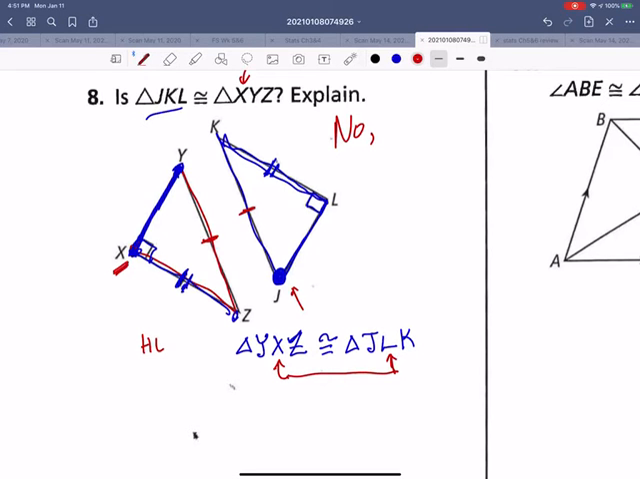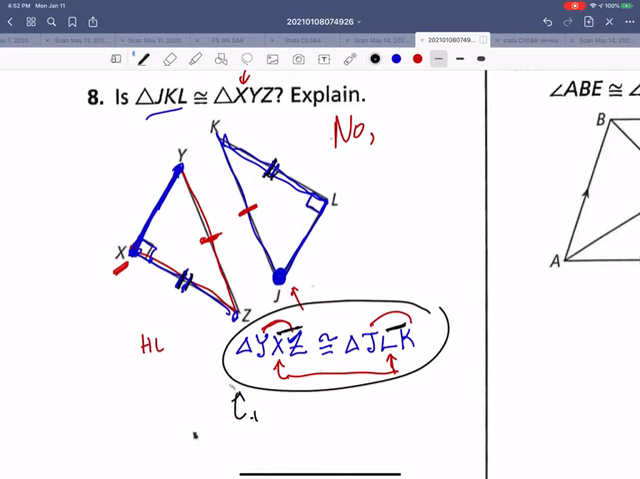We know YZ, first and last, has 1 line on it. JK, first and last, has 1 line on it. We also know XZ, first and last, has 2 tick marks. And first and last, LK has 2 tick marks. So this is the order you need. This is correct.